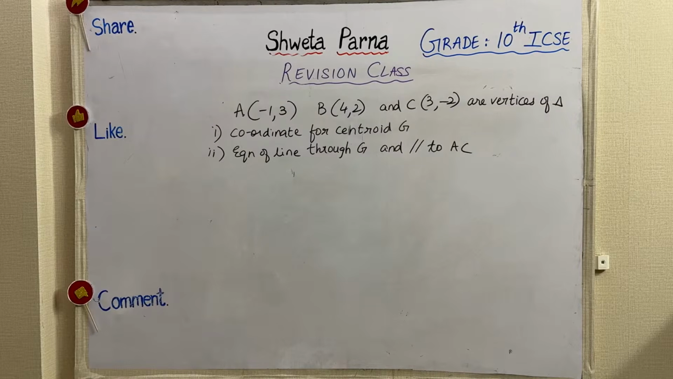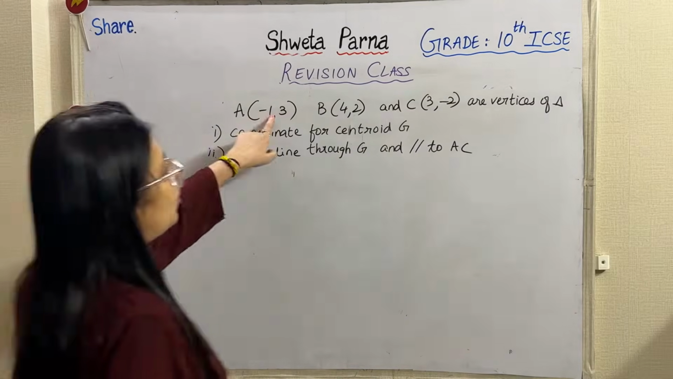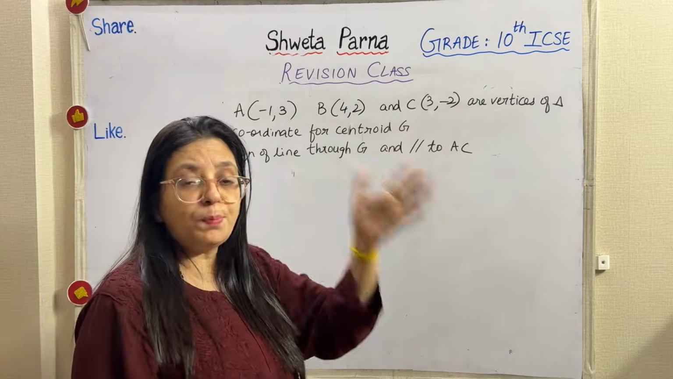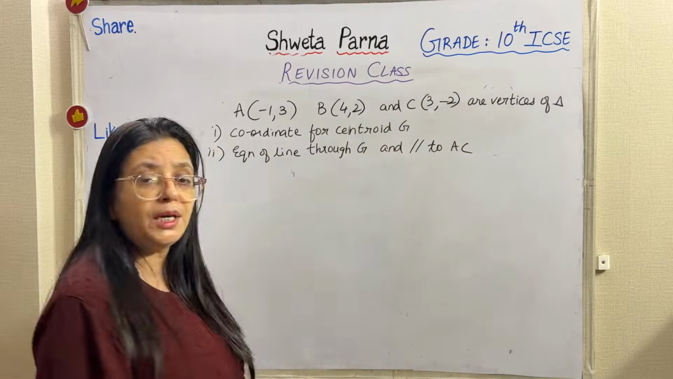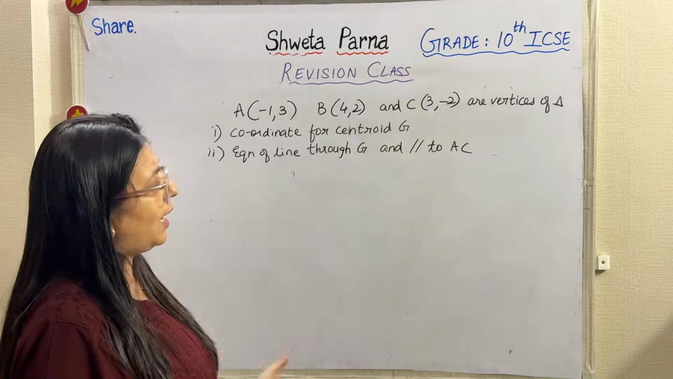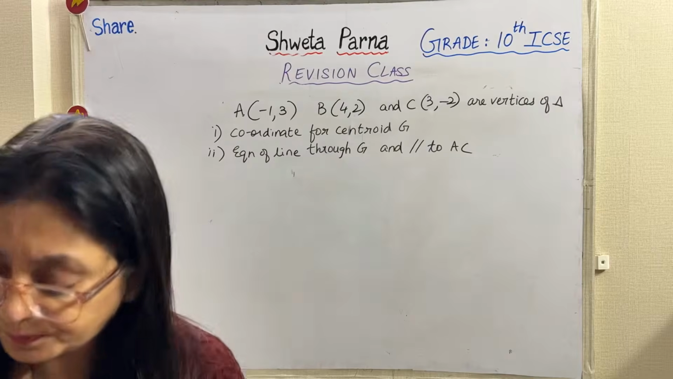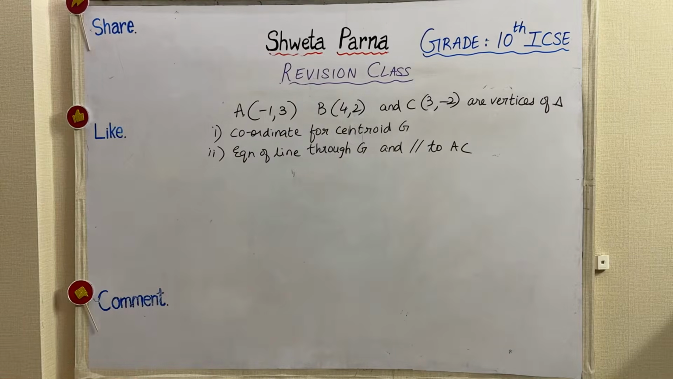Next, you have to find the equation of the line through G, the centroid, which is parallel to AC. Since it is parallel to AC, first you will find the slope of AC. Since it is parallel, the slope will also be equal. Then using that slope and the coordinates of G, you will write the equation. Okay?